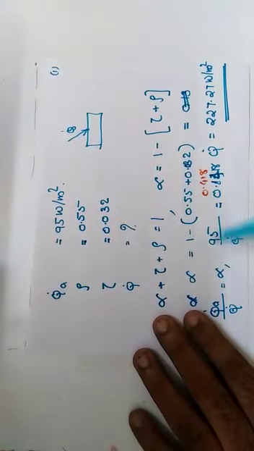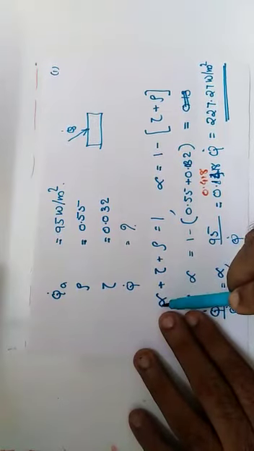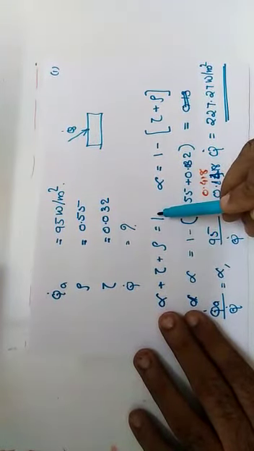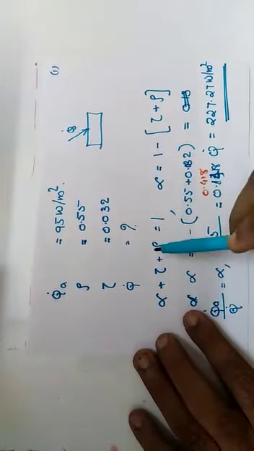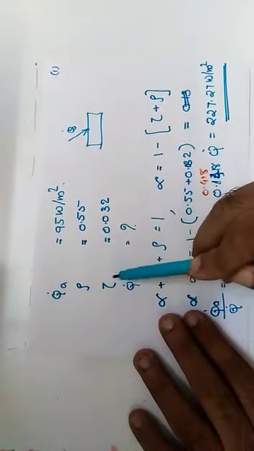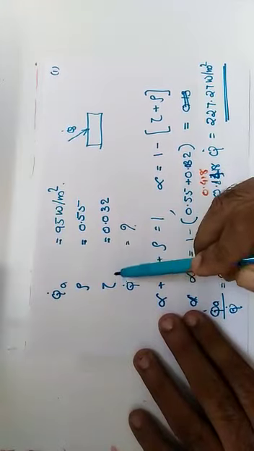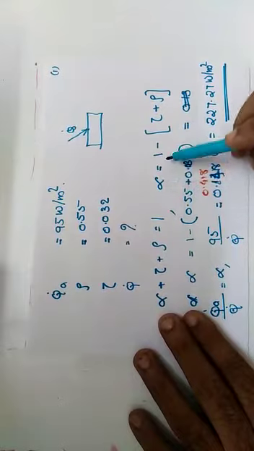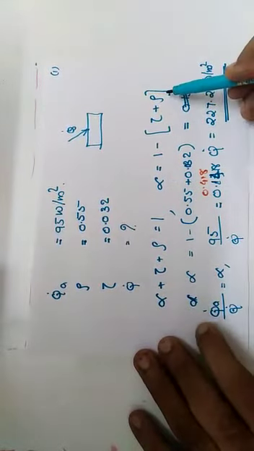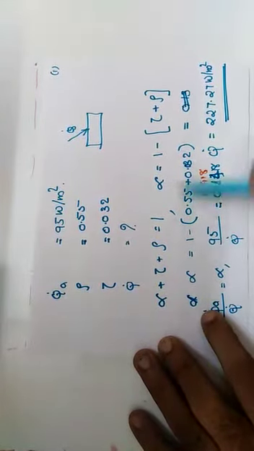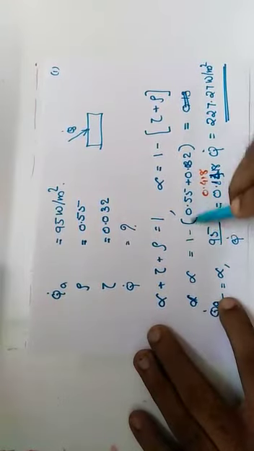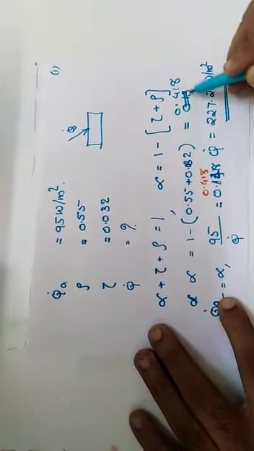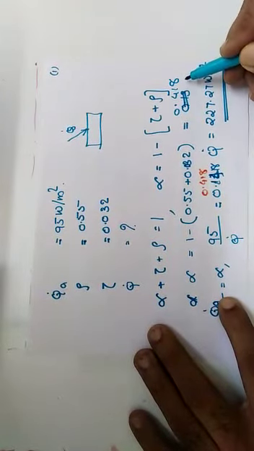For that, we already proved that for a surface alpha plus tau plus rho equal to 1. We have rho and tau already given. So if rho and tau are given, you can calculate alpha using this relation. So alpha works out to be 0.418. So we have alpha 0.418.